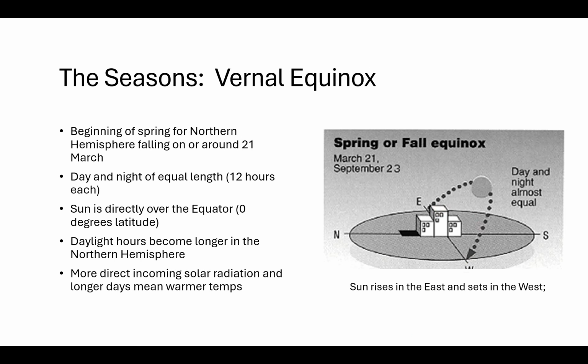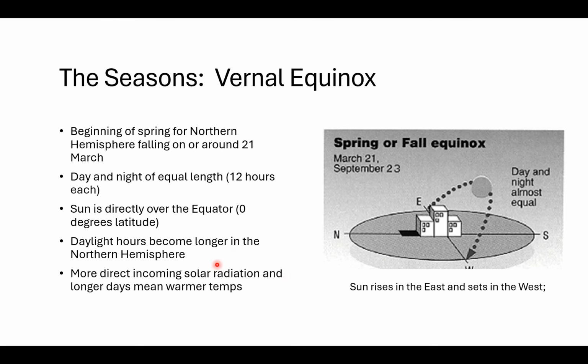And then finally we have the vernal equinox, or the spring equinox. This is the official beginning of spring for the northern hemisphere. It falls on or around 21 March. And again, day and night are of equal length. So we have 12 hours a day and 12 hours a night across the entire Earth. The sun is directly over the equator once more, similar to the autumnal equinox, at 0 degrees latitude. And the daylight hours are becoming longer in the northern hemisphere the first day of spring.